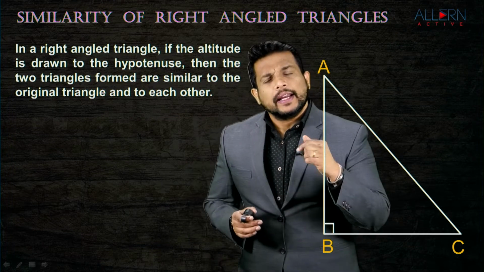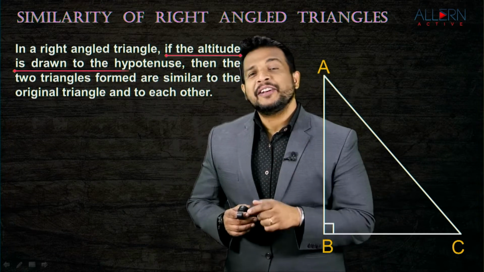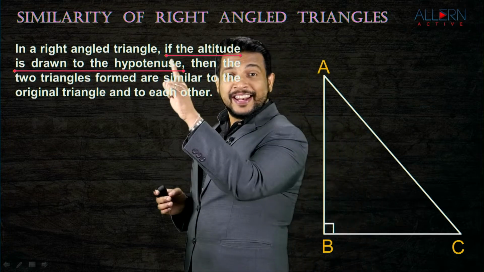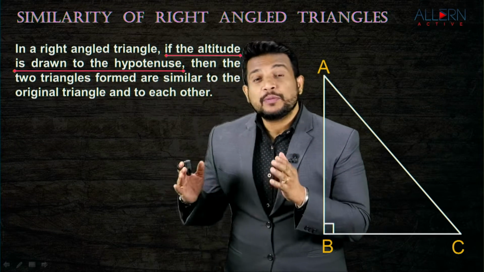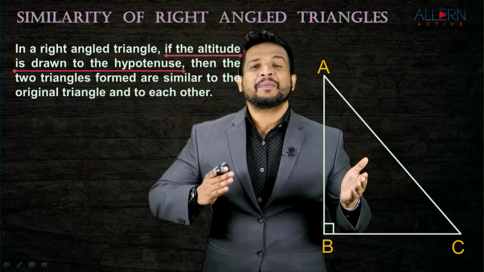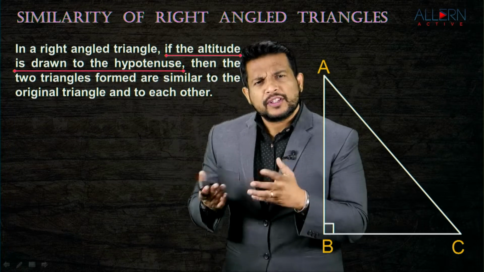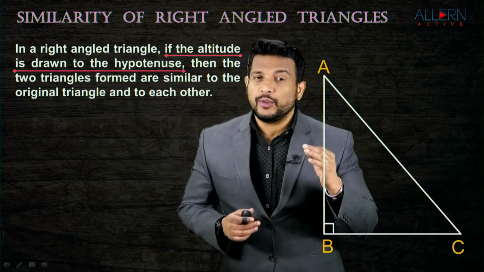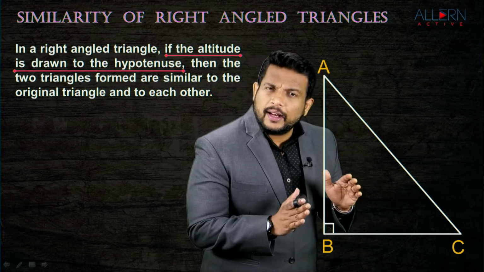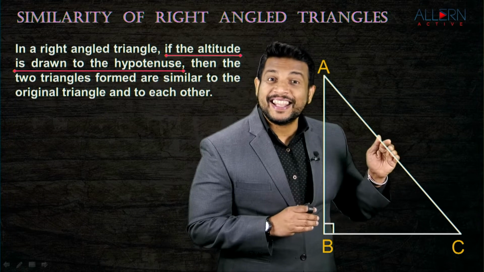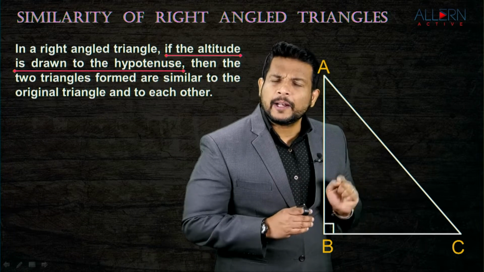Yes. It says if the altitude is drawn to the hypotenuse. Now there is if and then. That means whatever is between if and then, that is nothing but the given, and whatever comes after then is nothing but the to prove. So let's understand. What are we supposed to draw more? It says if the altitude is drawn to the hypotenuse. Now in this right angle triangle, tell me my dear child, what is the hypotenuse? The hypotenuse is AC, the side opposite to the right angle, right?